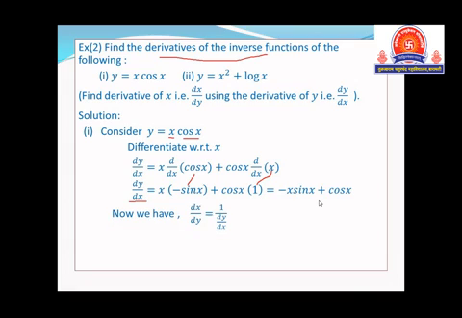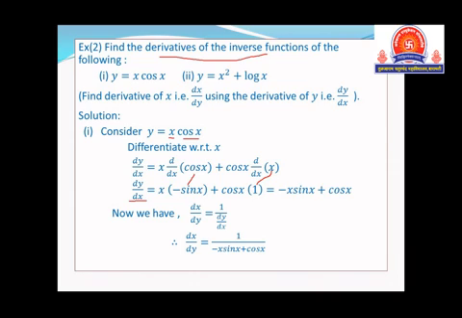Now we want to find again dx by dy. So how to find? dx by dy is equal to 1 upon dy by dx, because we already calculate that dy by dx. So put here the value of dy by dx. So 1 upon minus x sin x plus cos x. This is the value of dx by dy.